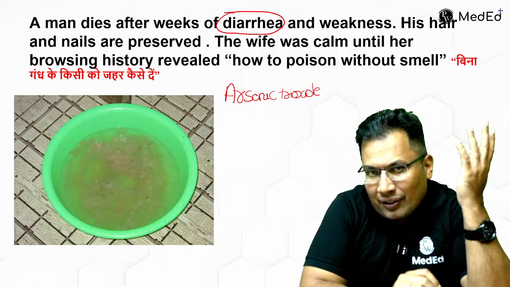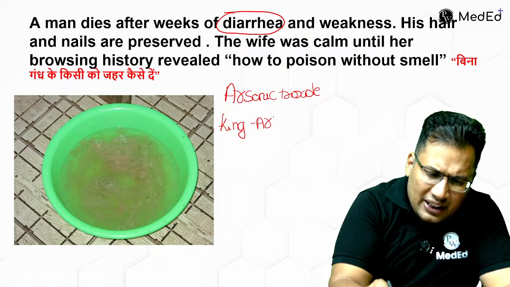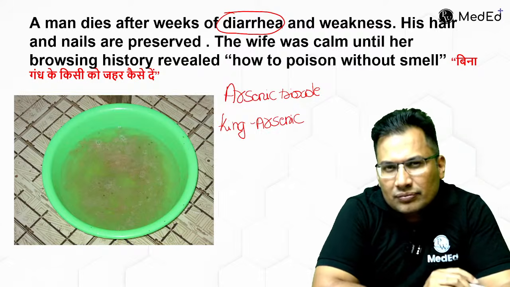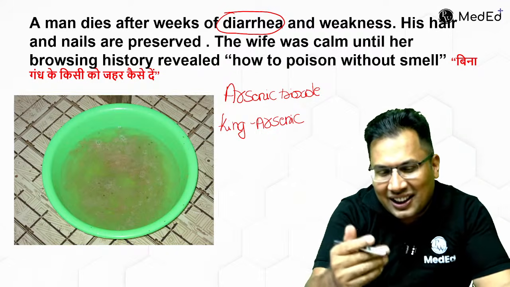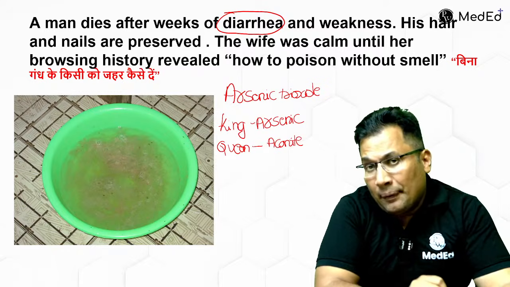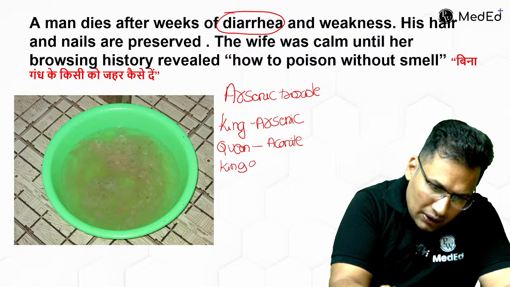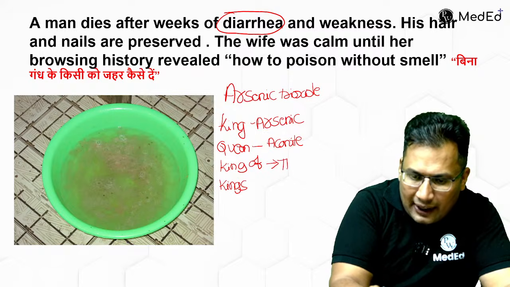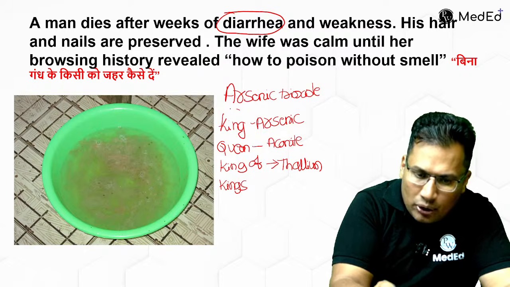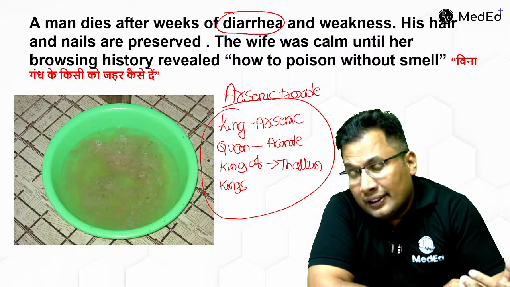King of all poisons, that is arsenic. All of you write in the chat box, the king is arsenic. We discussed yesterday, king is arsenic. Queen, Rani, is aconite. King of all kings, Chakravarti, is basically thallium. All of you write in the chat box: king is arsenic, the queen is aconite, and king of all kings, thallium.